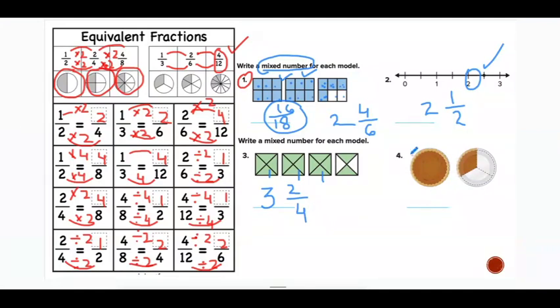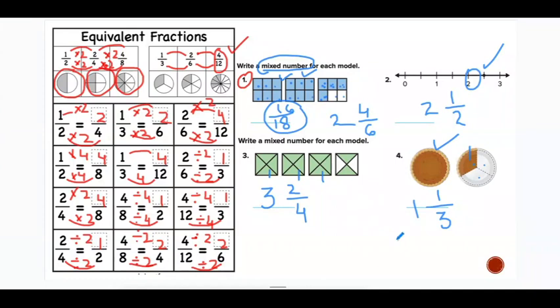Question number 4. We have 1 whole. I write here one whole, and in this one we have one part shaded. I will write one part shaded over the total number of parts. How many do we have in this one? One, two, and three. So three in the denominator. So in question number four, we have one whole and 1 by 3, or we can say one whole and 1 out of 3. This is called writing in a mixed number.